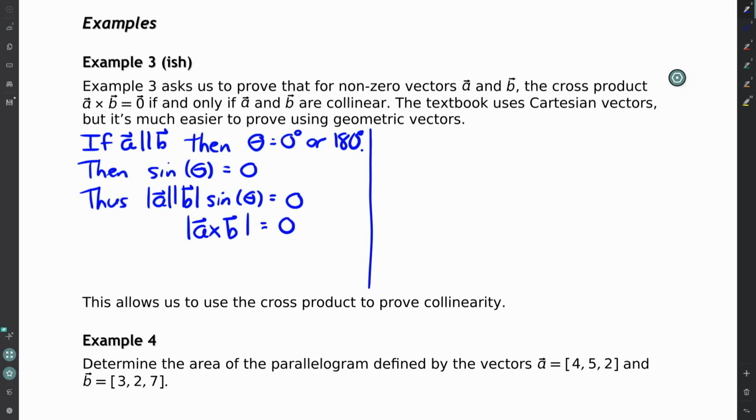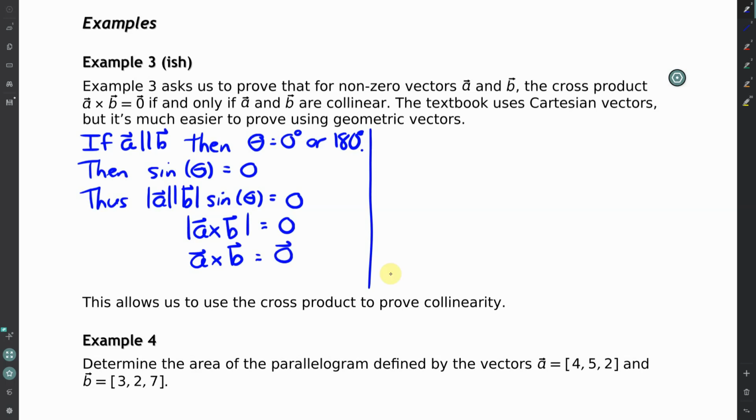And the only way we can have a magnitude being 0 is if the vector itself is the 0 vector. So if A and B are parallel, that means the cross product is 0. We can do the reverse as well, and it's going to look very similar, but you'll see that there's no other way it can happen, and the result is we have if and only if.